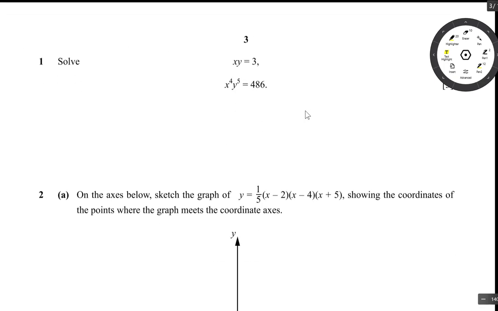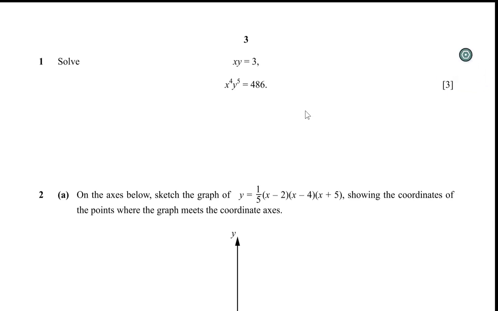The first question should be quite okay because it doesn't seem really hard. The first question here is about algebra, so it's quite easy. Basically what you need to do is make x or y the subject.